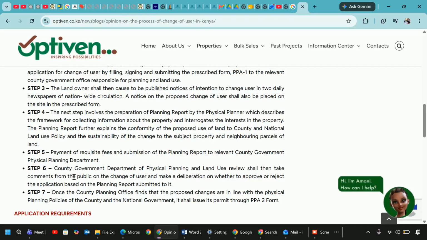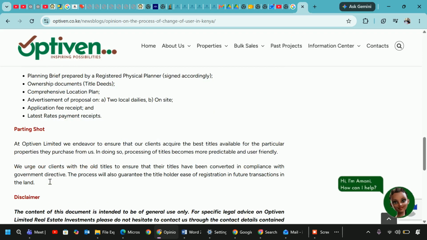department. Step number 6, the County Government Department of Physical Planning and Land Use Review shall then take comments from the public on the change of user and make a deliberation on whether to approve or reject the application based on the planning report submitted to it. 7. Once the county planning office finds that the proposed changes are in line with the physical planning principles, it shall then issue its permit through PPA2.